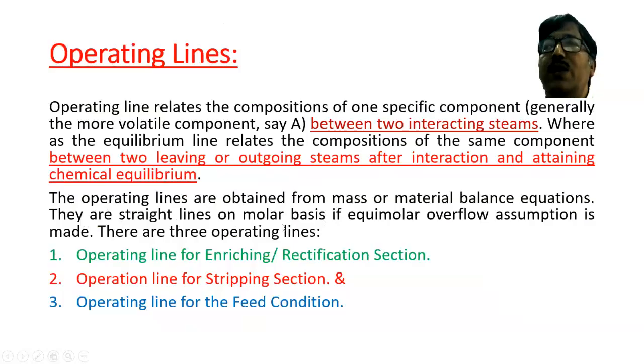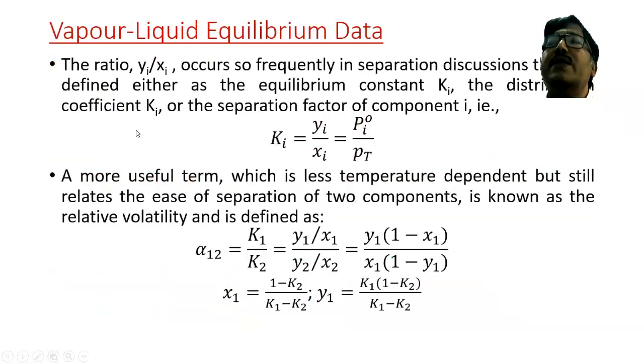They are straight lines on a molar basis if the equimolar overflow assumption is made. So if we use the McCabe-Thiele method, then all these operating lines will be straight lines. We have three operating lines: for the rectification section, for the stripping section, and for the feed condition. Now, let us discuss something about vapor-liquid equilibria data.